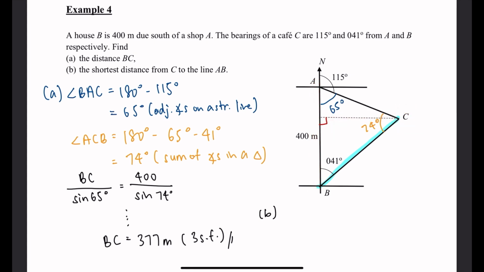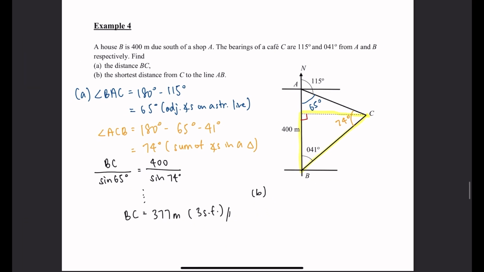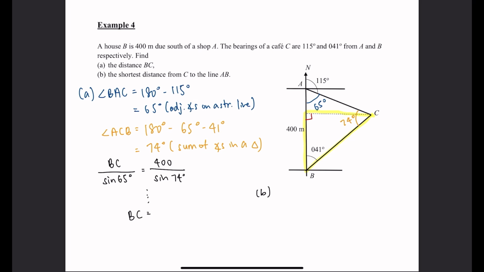Okay, so now I'm going to do a bit of highlighting. I'm going to erase the blue one. Using my yellow highlighter, I'm going to highlight a right angle triangle. I found BC already. So take note for your BC, please help me to find the 5 SF value first. And then your 3 SF value is 377. You need the 5 SF value to substitute in part B.